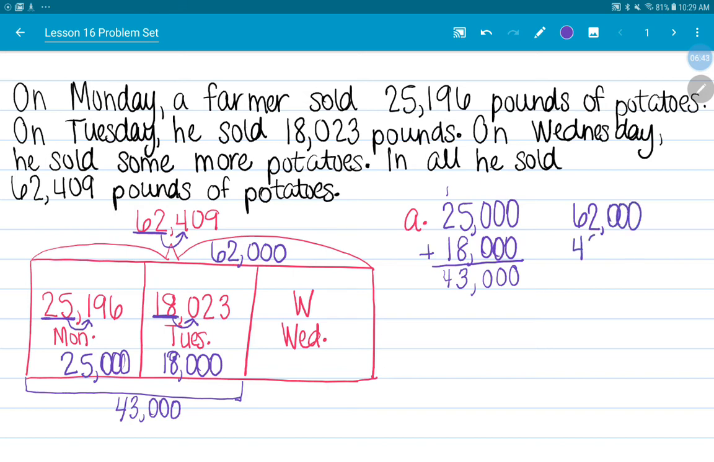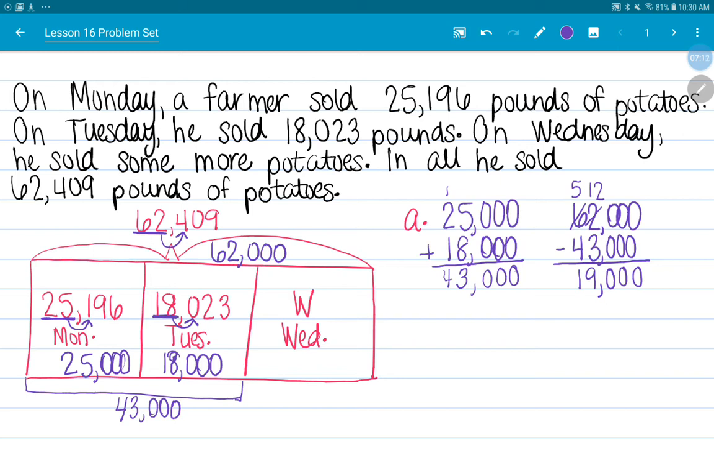The part we know is 43,000. So I know that I won't have any ones, tens, or hundreds. So moving over to my thousands, if I have 2, can I take 3 away? Nope. So I've got to go borrow. You have to go to your 6 and make that a 5 and make your 2 a 12. Very good, Jaden. 12 minus 3 is 9, and 5 minus 4 is 1.